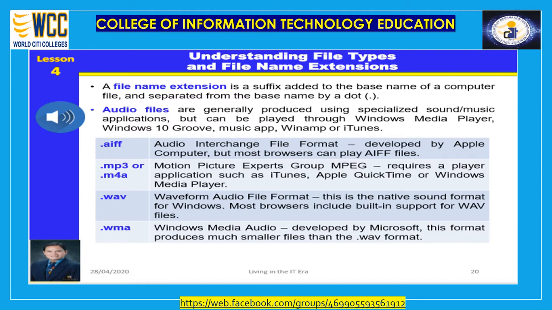Most operating systems automatically recognize common file name extensions and associate particular application programs with particular extensions. This association makes it possible for you to double-click a file to open it. The operating system launches the necessary application and then opens the file within the application.